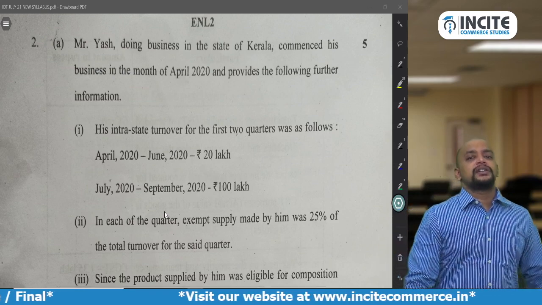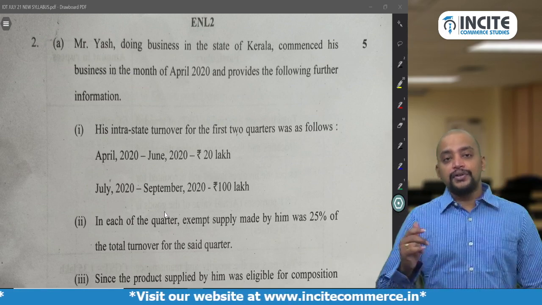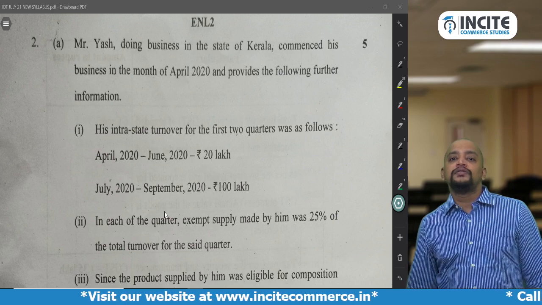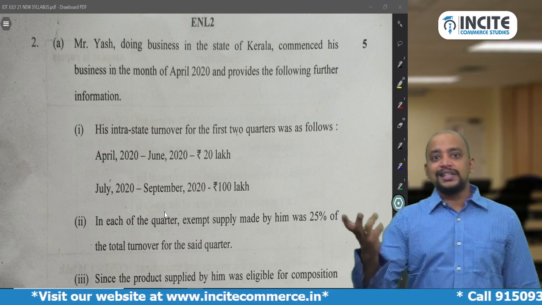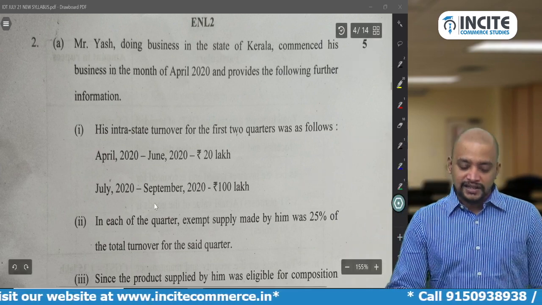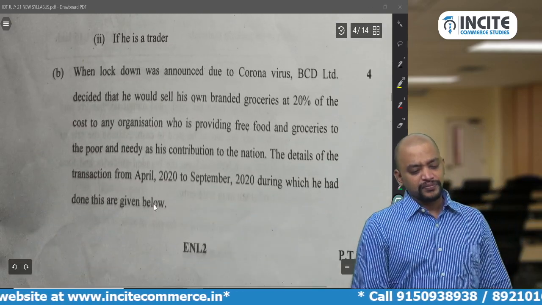It is from our solved workbook only. We have given this question in the solved workbook, and I have even discussed the same question in the classes. So it has come. It's an easy question actually.